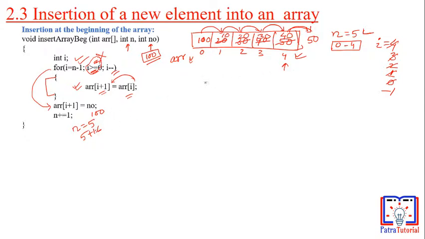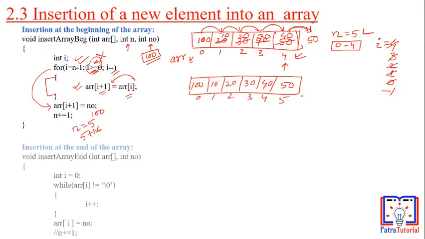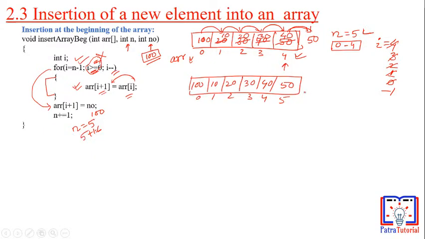Okay, now the new array will be looking like what? This is the array and it will have 6 elements now. So the first one is 100, then 10, 20, 30, 40 and 50. Okay, so the index starts from 0, 1, 2, 3, 4 and 5. So this is the new array after inserting 100 at the beginning of the array. Okay, so this is how a new element will be inserted into the array.